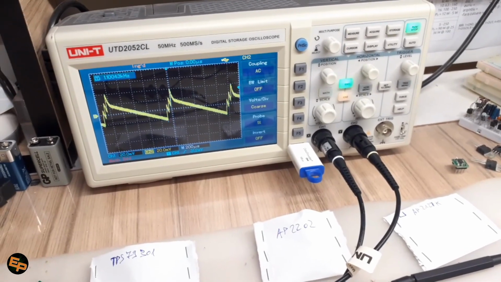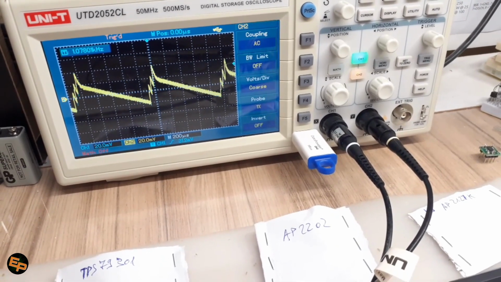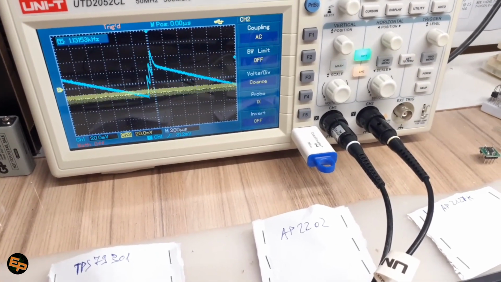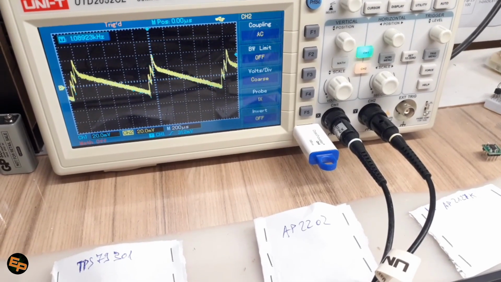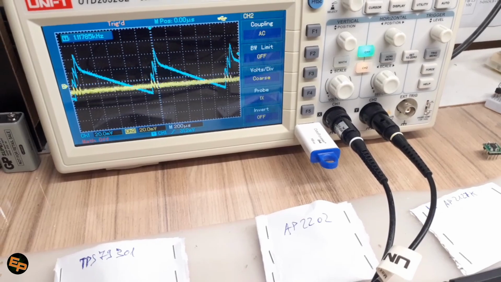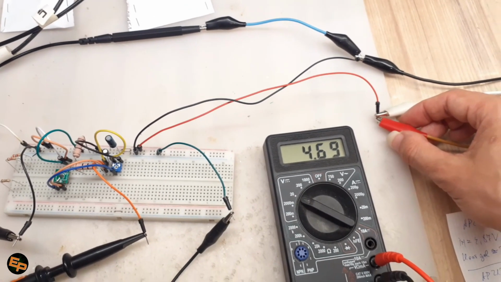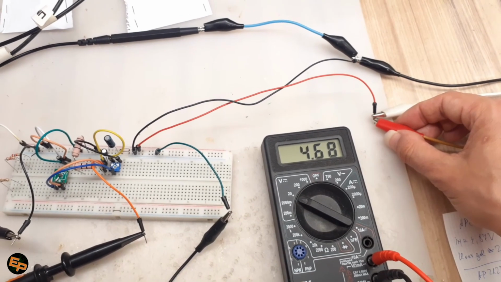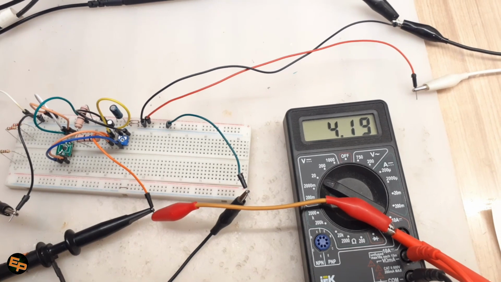And then drawing 250 milliamps current on the output, because again this chip can officially provide 300 milliamps, so I chose to test it with 50 milliamps less than the absolute maximum. 4.69 volts on the input, and then on the output 4.2 volts.